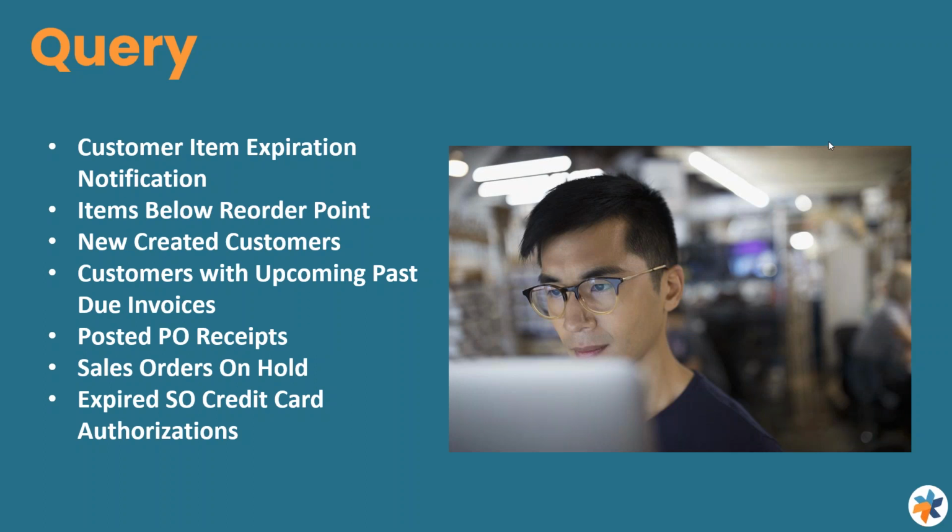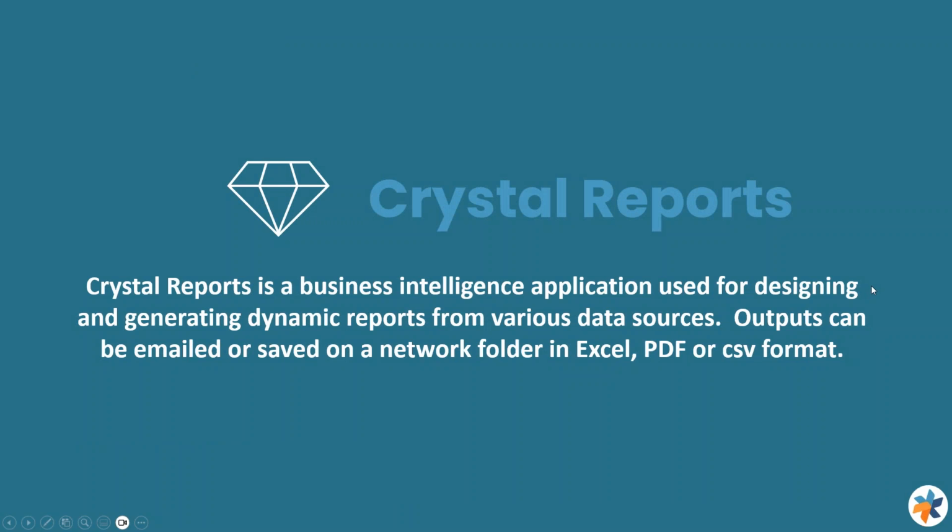Another type of alert that you can set up with Sage Alerts and Workflow is using Crystal Reports. If you can think of reports inside of Sage 100 that you already use, whether a custom one or one of the canned reports, you can send that over to yourself as an alert. Crystal Reports is a business intelligence application used for designing and generating dynamic reports from various data sources.